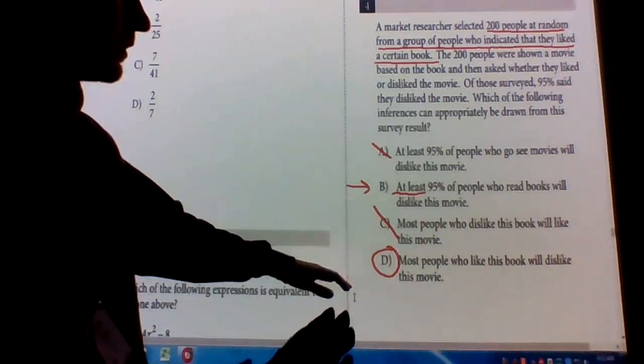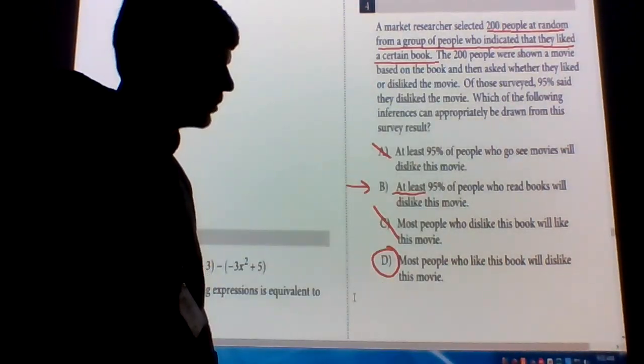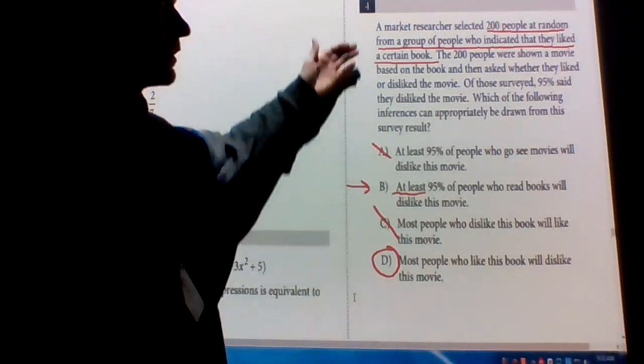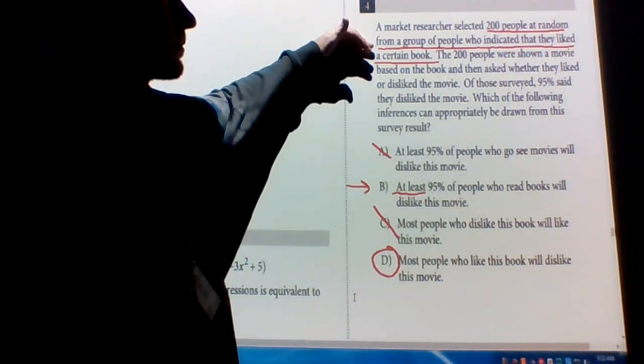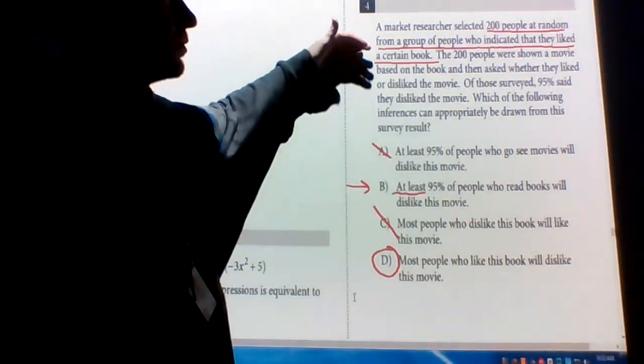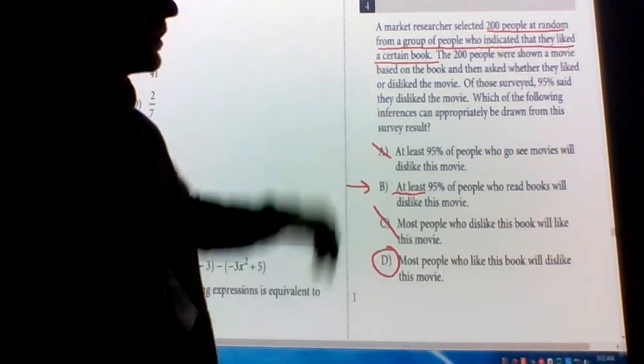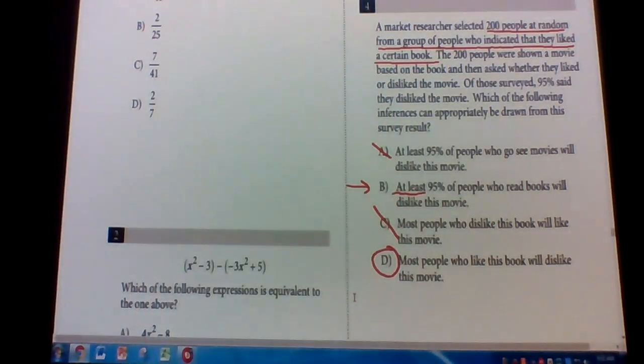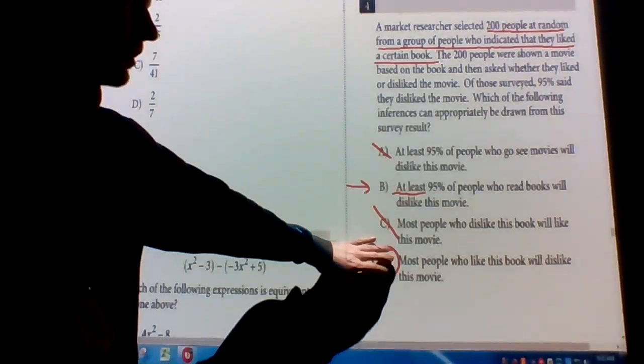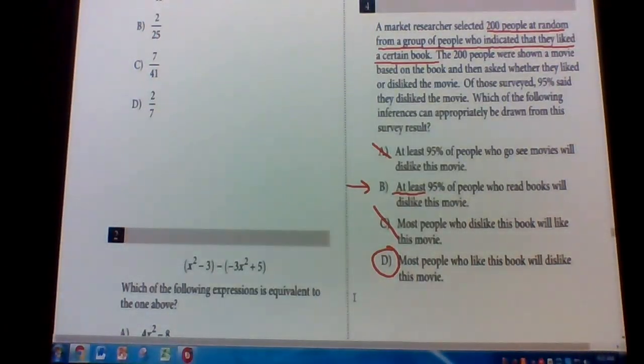So the best statement is just saying most of the people who like the book are going to dislike it, because in the survey, 95% of the people who liked the book did not like the movie. So this might be true, but this is your safe answer. Number 4 should be D, yes.